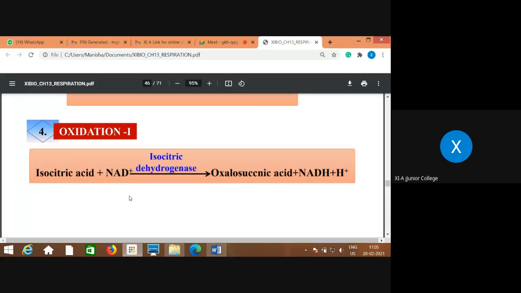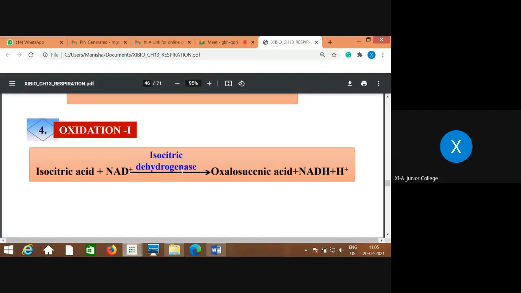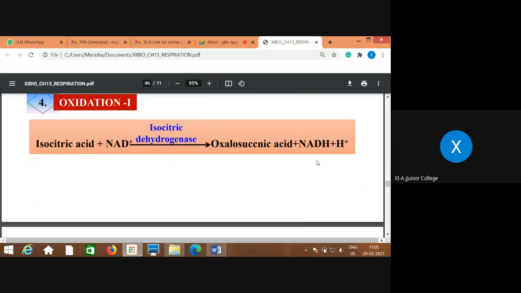Now oxidation first, that means what? Isocitric acid, by adding H, it gets NAD. This NAD, with accepting these H plus 2, forms NADH2, and isocitric acid gets converted into oxalosuccinic acid in the presence of the enzyme isocitric dehydrogenase. This is the first oxidation reaction. That means NADH2, first NADH2 is produced, right?